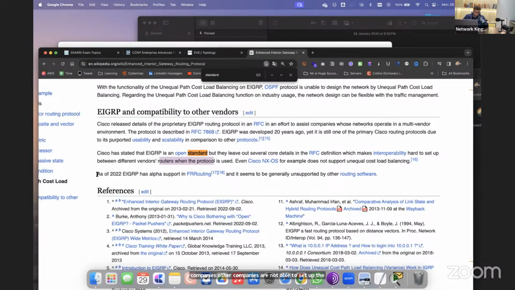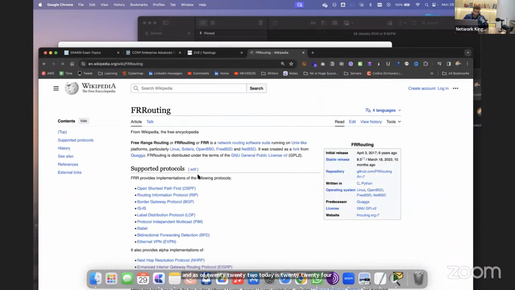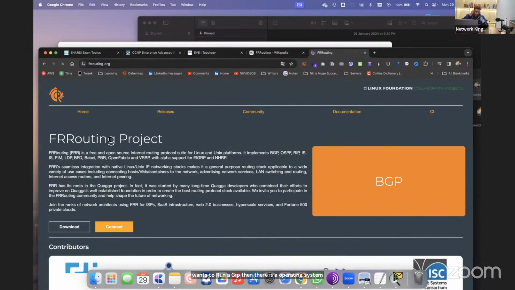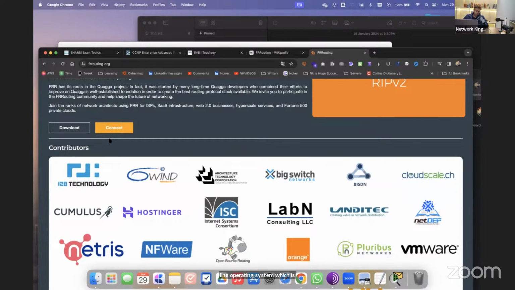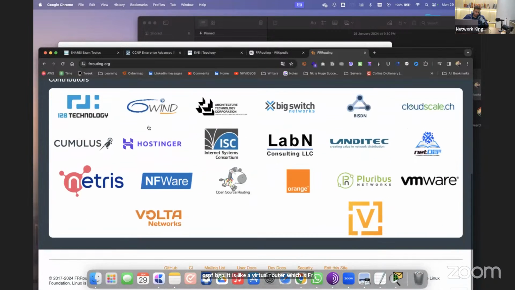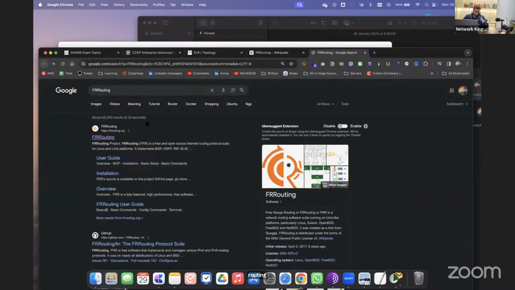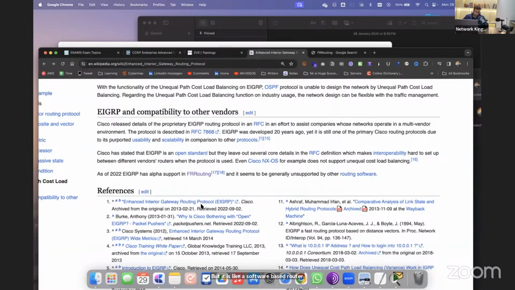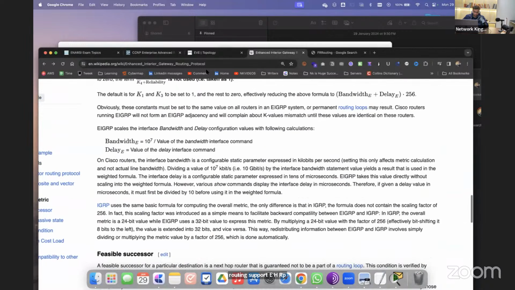As of 2022, today is 2024, Cisco has support in FRR routing. If anybody wants to run EIGRP, there is a Linux operating system, FRR routing. If you want to run OSPF, BGP, it's like a virtual router, a software-based router. Nobody is using it in production networks, I am sure. Not too much, very rare. But only FRR routing supports EIGRP. Other than that, nobody is supporting. So that's the logic.